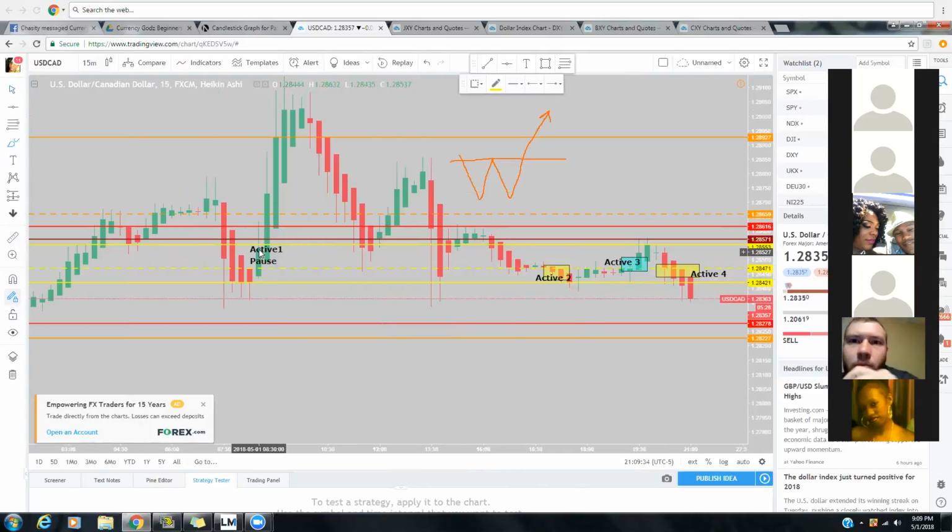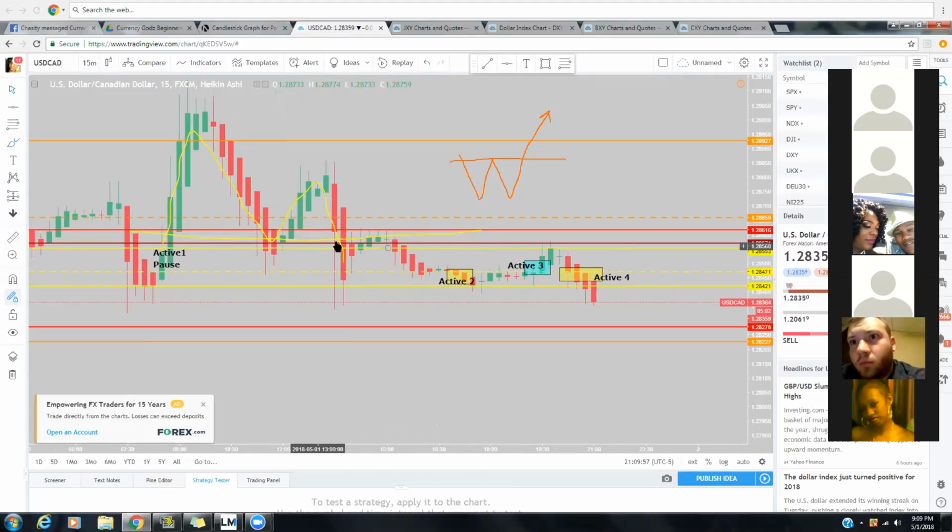So we have our M here, and then you look for the neckline to get broken, which is right along here. You're looking for it to break the neckline, and because W is bullish, M is bearish. So you're looking for it to go on the sell. And if you notice, we have our M, and what happened? It went for the sell.